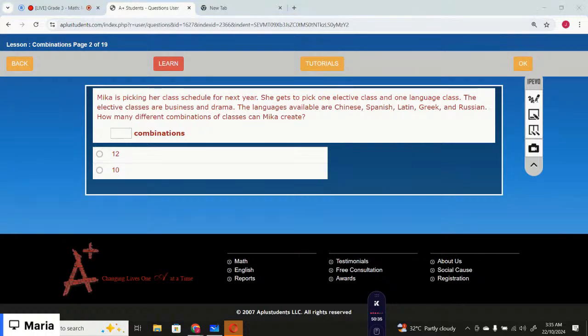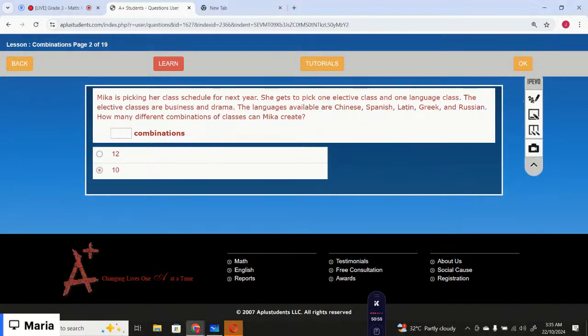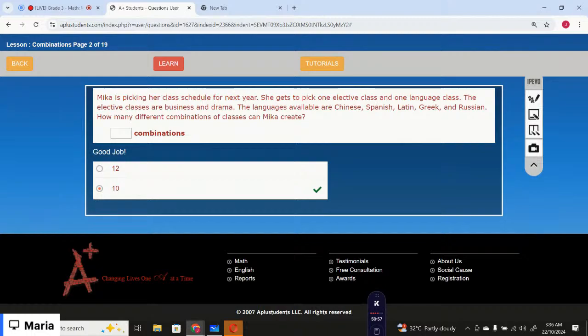So, you have two options for the class, right? She can do business or drama, and she has one, two, three, four, five options for the language. So, the total is 5 times 2, which is 10. So the correct option is 10. Option number 2 is the correct option. That means the total combinations she can make are 10.